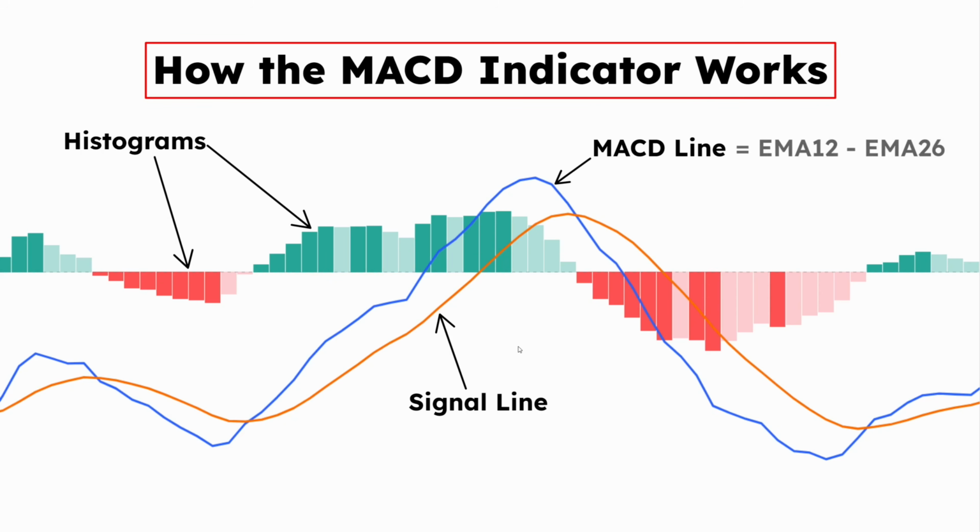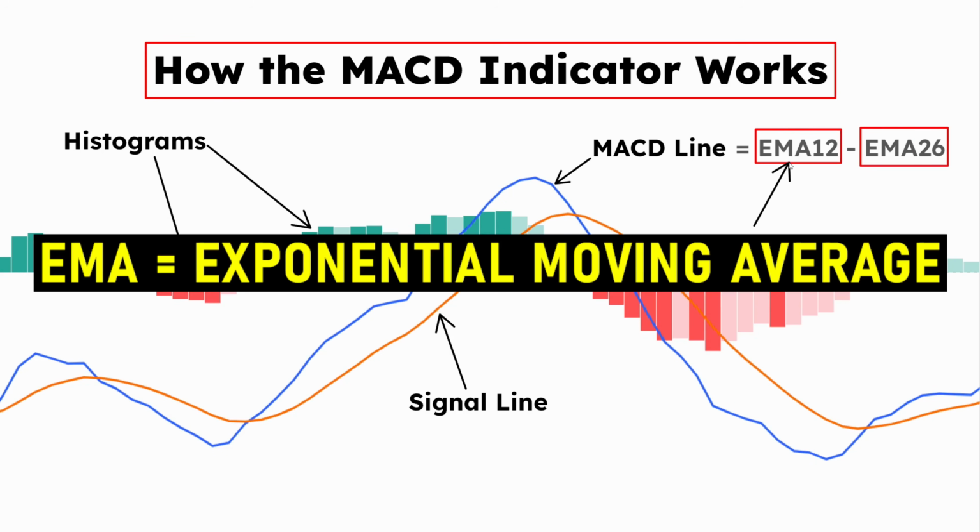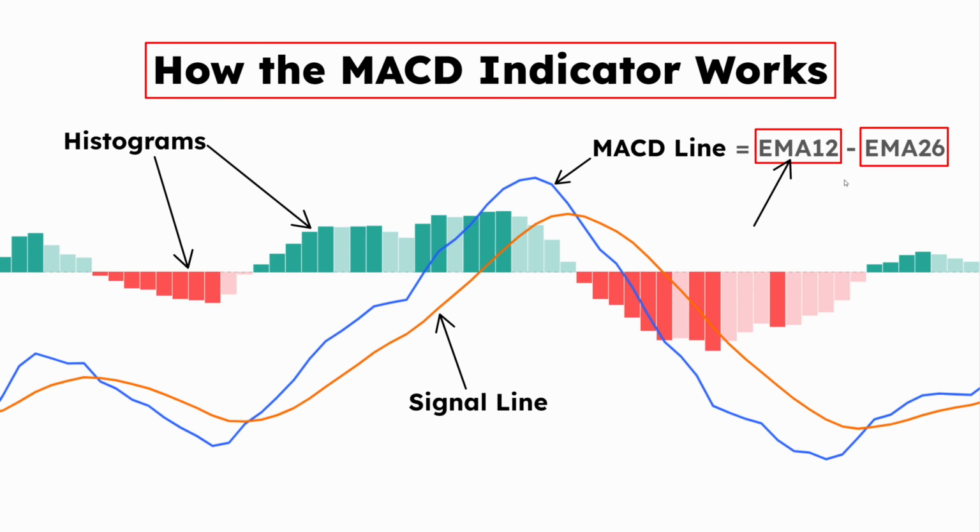Well, let's begin here by the MACD line. The MACD line is calculated by taking a short-term moving average minus a longer-term moving average. And the standard setting is to take an exponential moving average, or in other words, EMA, based on 12 periods, minus an exponential moving average based on 26 periods.